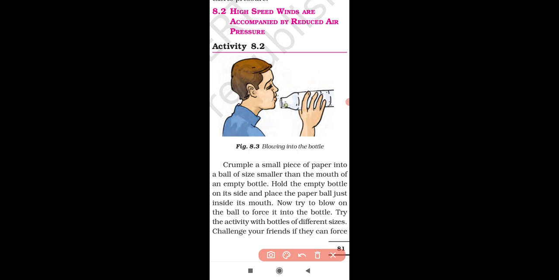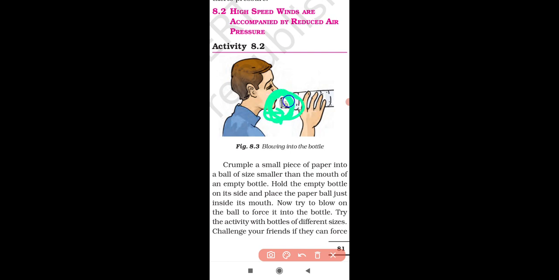See, when we blow air into the mouth of the bottle, then what happens? The air in the neck of the bottle has high speed, right? If we are blowing air into the mouth of the bottle, then this region will have very high speed of air. So this fast moving air reduces the air pressure in the neck of the bottle. Here the air pressure will get reduced because of the fast moving air from our mouth. So the air pressure inside the bottle being higher constantly pushes the paper ball out.